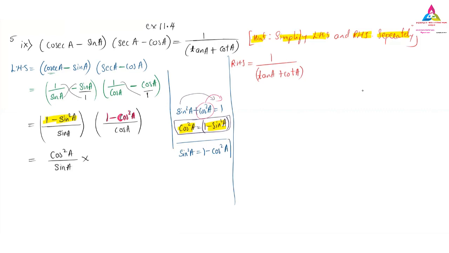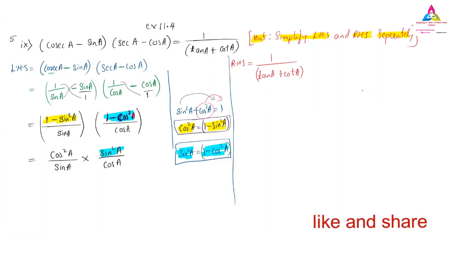Instead of writing 1 minus cos square A, I can write it down as sine square A. So here I will write sine square A divided by cos A. Does anyone have a doubt here? You can ask me.